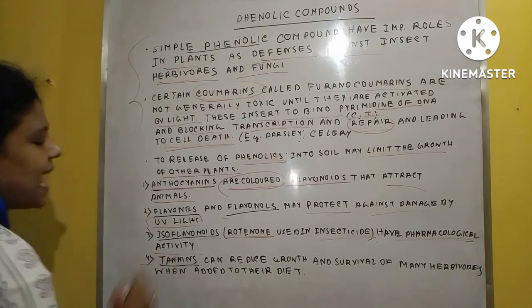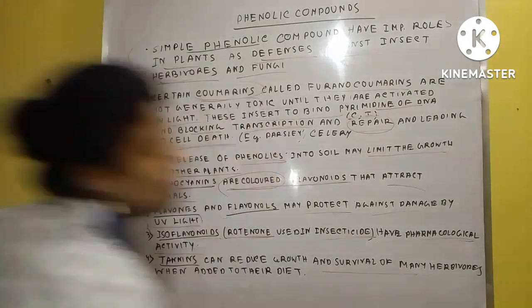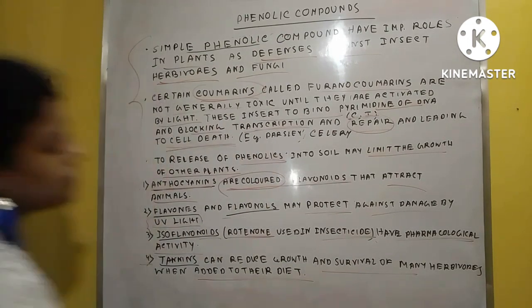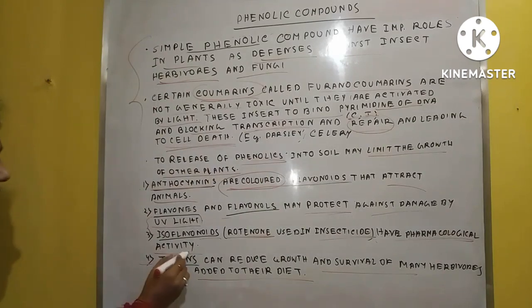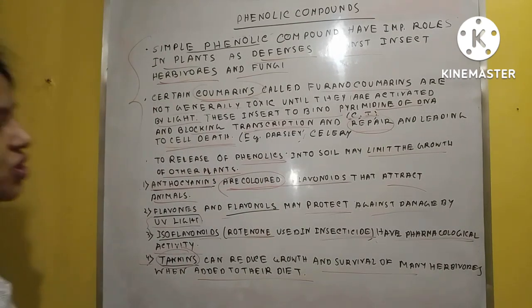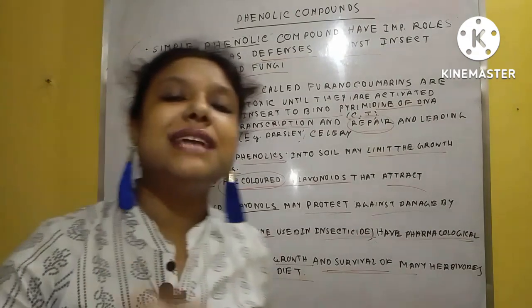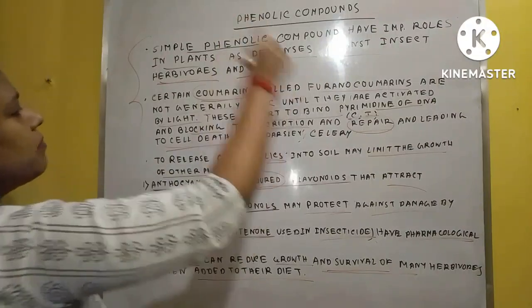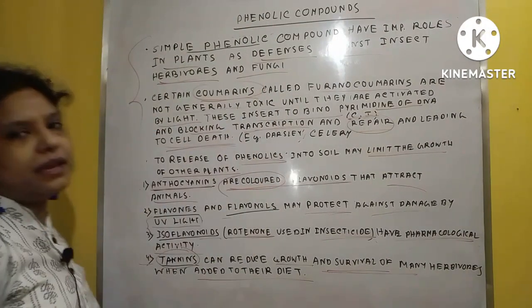Number 4 is tannin. These can reduce the growth and survival of many herbivores when added to their diet. That means if any herbivore eats plant material containing tannins, the growth and survival capacity of these animals is stopped. So these are the functions and how the phenolic compounds act in the plant's body.